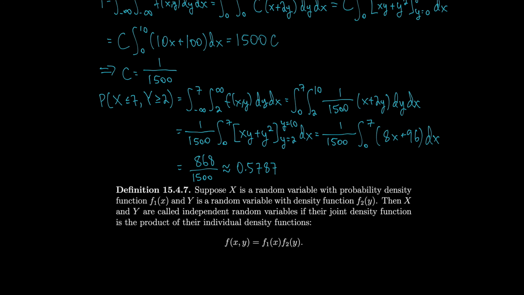Next, suppose x is a random variable with probability density function f1 of x. Y is a random variable with density function f2 of y. Then x and y are called independent random variables if their joint density function is the product of their individual density functions. So that means we can split our multivariable function into some function of x times some function of y.